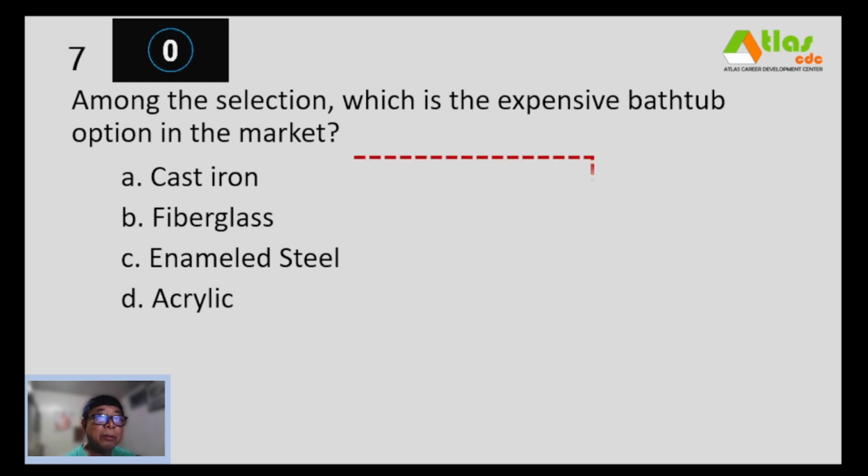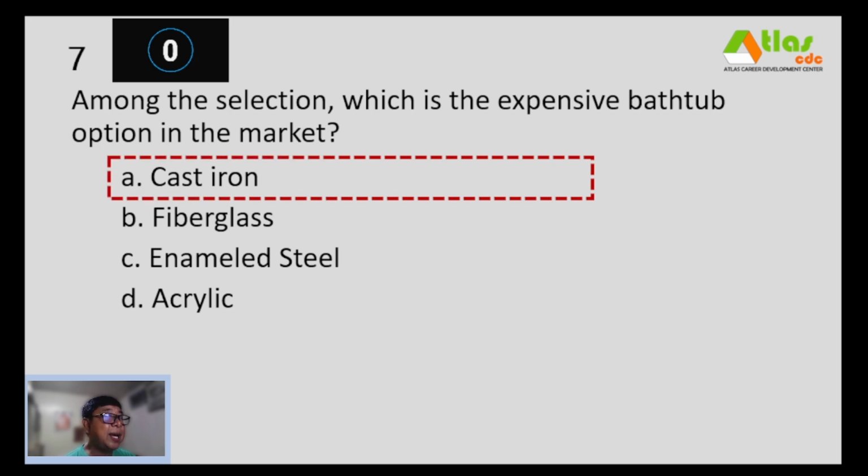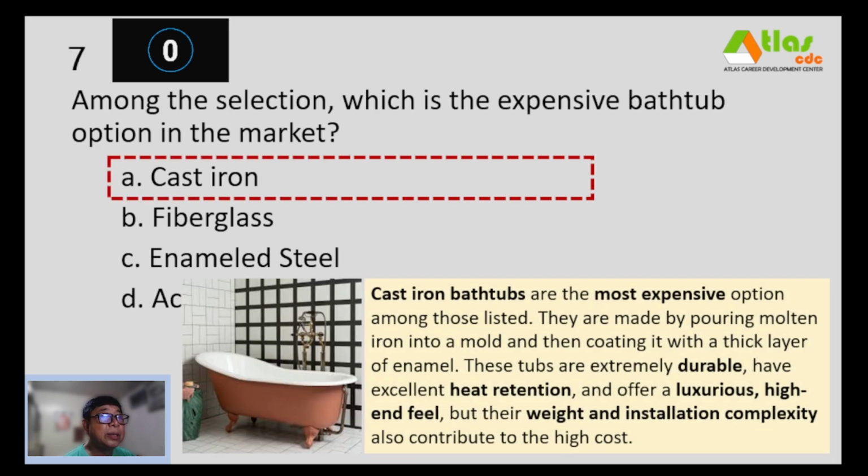Okay, our correct answer is letter A, cast iron. So cast iron bathtubs are the most expensive option among those listed. They are made by pouring molten iron into a mold and then coating it with a thick layer of enamel. These tubs are extremely durable, have excellent heat retention, and offer a luxurious high-end feel. But the weight and installation complexity also contribute to the high cost.